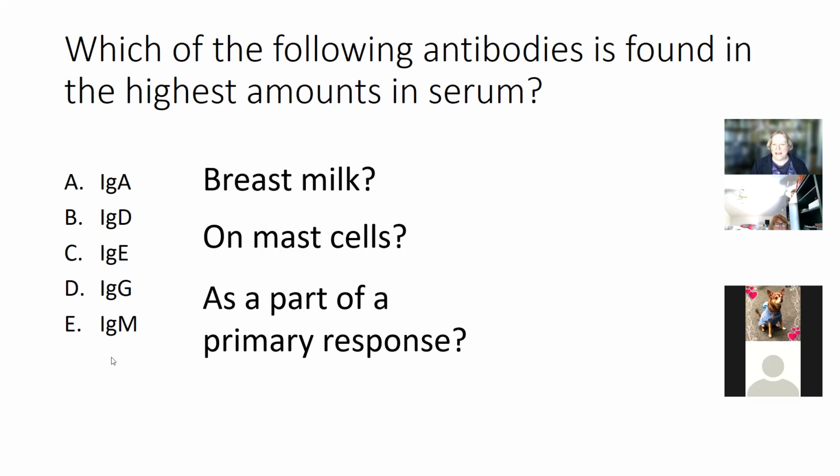Far and away, the favorite was IgM. Good job. We do find that in the highest amounts in a primary or first response, a first exposure to an antigen. And we did get one vote for IgG. That's not bad. We do also find some IgG, but we find it after IgM, and generally it's in lesser amounts. So not as good an answer as IgM.